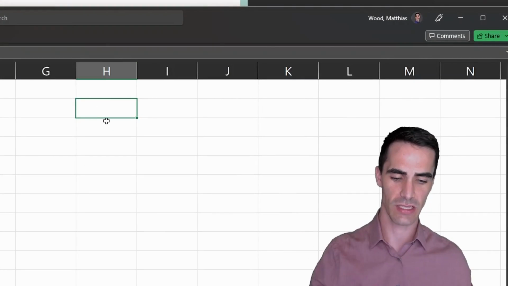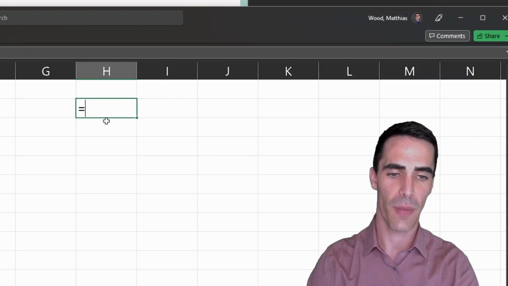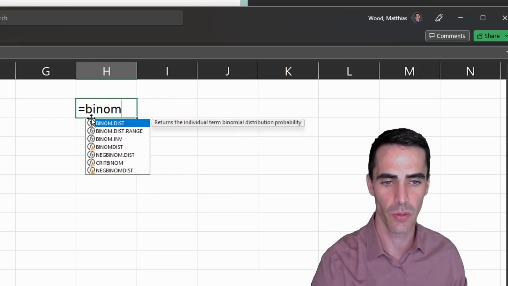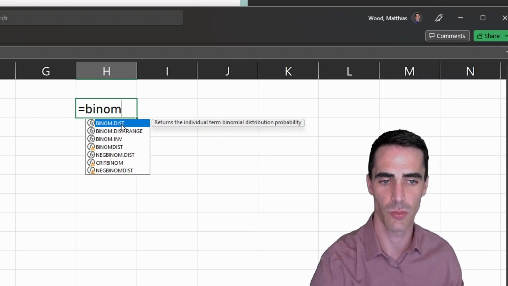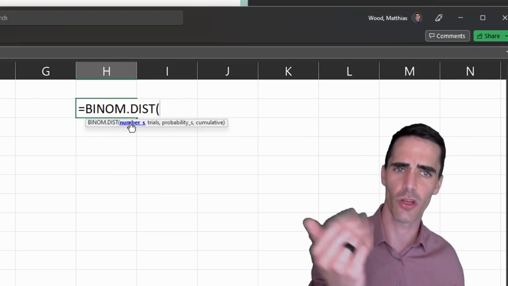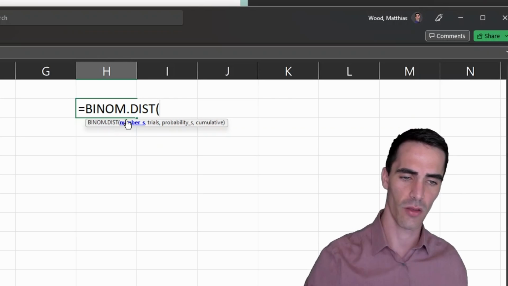So again, 0 successes, I can write this as equals, so I'm typing it here, binom. And again, one friendly thing is as you start to type, we can see it here, BINOM.DIST. I can double click this or I can hit tab, whatever you prefer. And it's going to ask me, look, what inputs would you want? Again, 4 inputs, they're on the formula sheet. You don't have to memorize these. They're also in Excel as well.